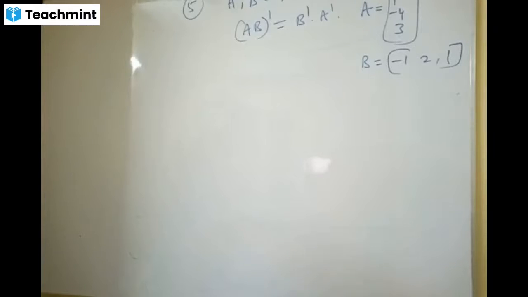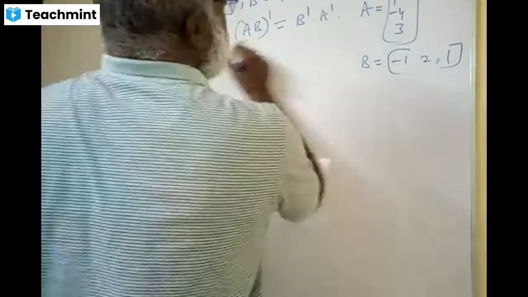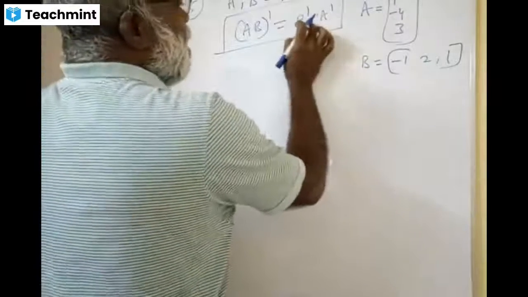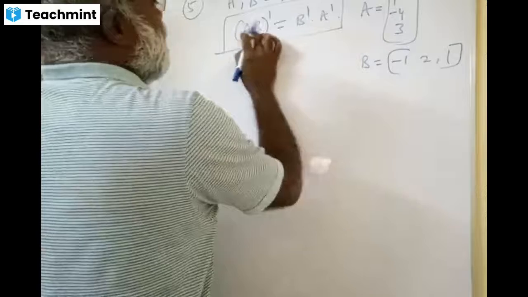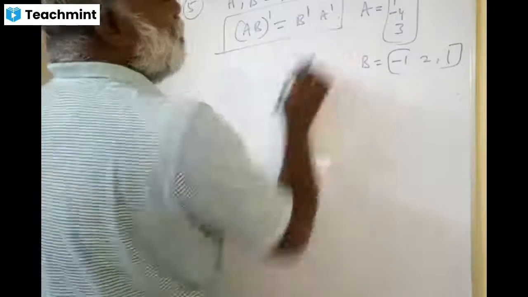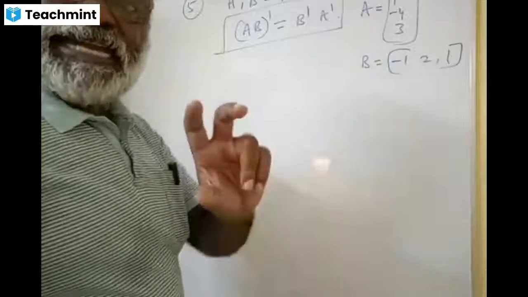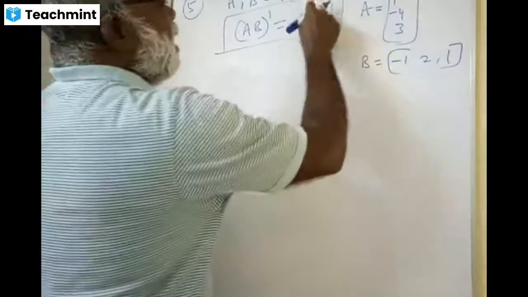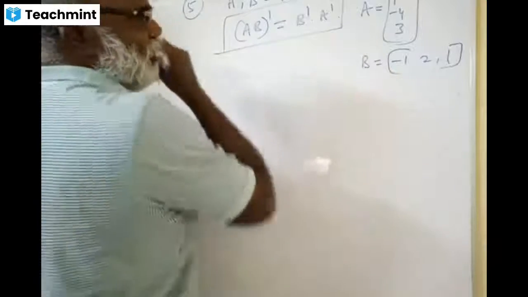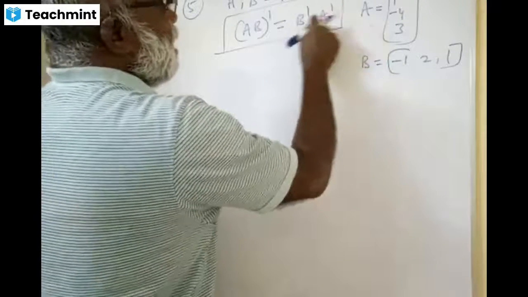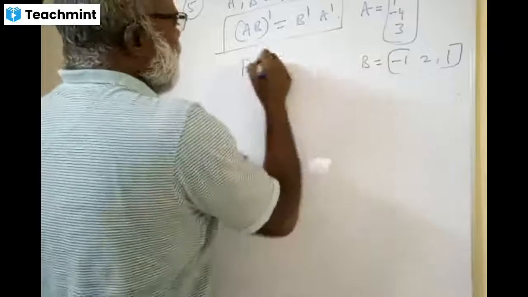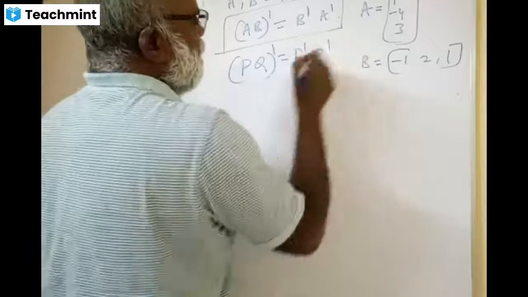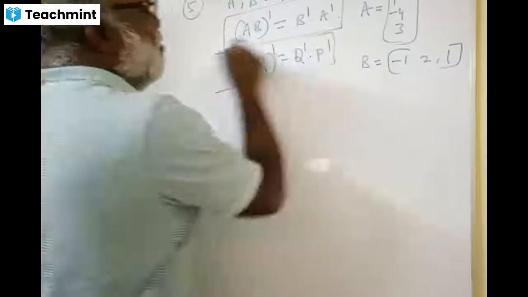Friends, we have to prove that AB whole transpose, after interchanging the order, AB becomes B and A, the product of the transposes of the interchanged matrices. That means if P and Q are two matrices, PQ dash equals Q dash and P dash. This is the product we have to verify, please.